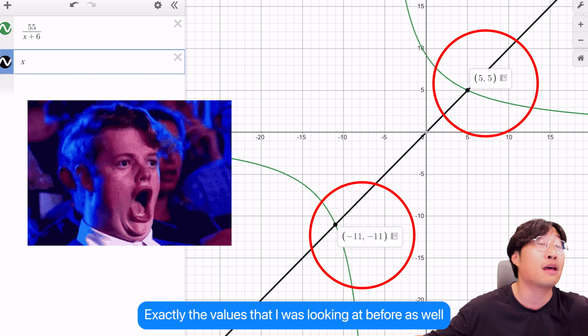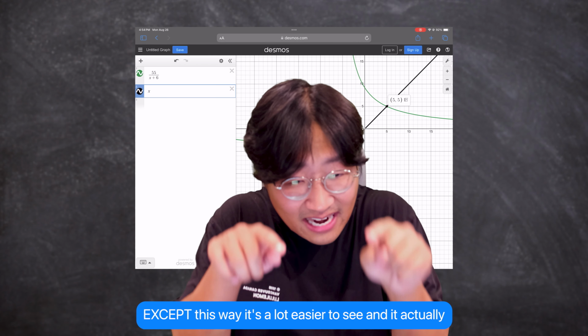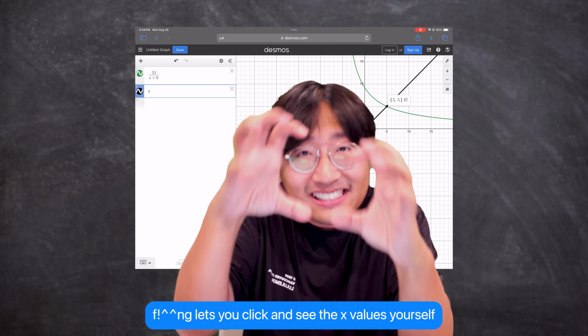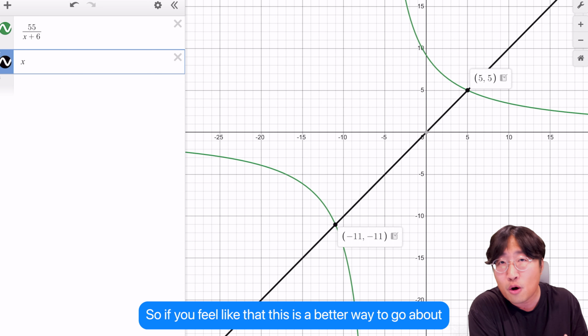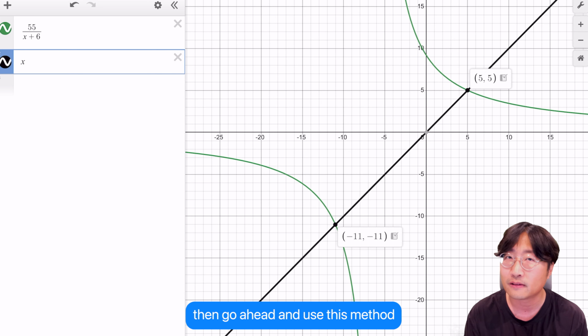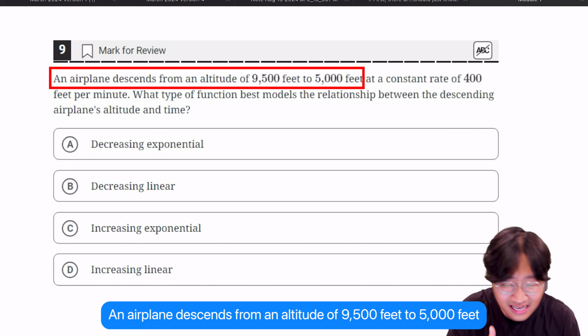Exactly the values that I was looking at before as well. Except this way, it's a lot easier to see, and it actually lets you click and see the x values yourself. So if you feel that this is a better way to go about it, then go ahead and use this method. Number 9, an airplane descends from an altitude of 9,500 feet to 5,000 feet.